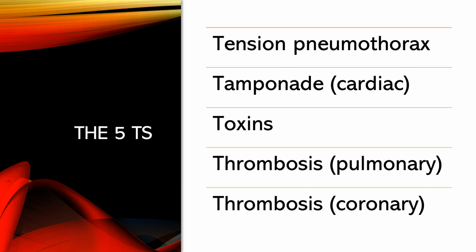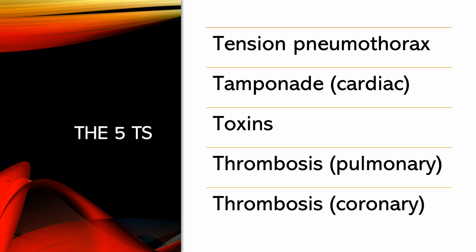Toxins. Toxins such as drug overdoses or poisonings can lead to PEA by impairing normal cardiac function. Symptoms can vary widely depending on the specific toxin involved. As nurses, our role is to assess for signs of toxicity, administer antidotes as ordered, and provide supportive care.